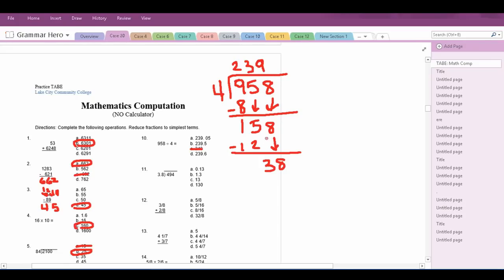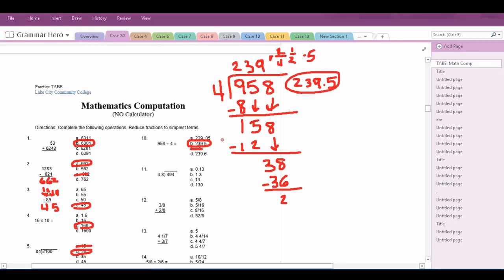4 times 9, as I said, is 36. Subtract it out. And now we have 38 minus 36, which is 2. So we're left with a remainder of 2. You take this 2 and you put it over the 4 to get the remainder. So this is technically 239 remainder 2, or 2 over 4. Now 2 over 4 is the same as 1/2, which is the same as 0.5. So we can actually write this as 239.5. That 0.5 is our remainder. Is that an answer choice? I hope it is. It is.